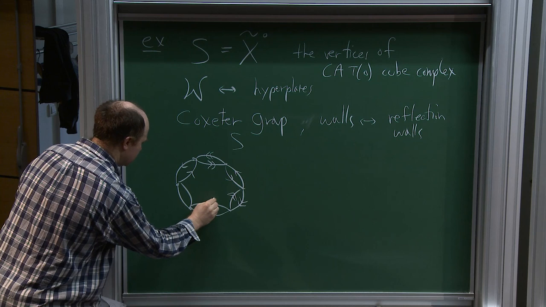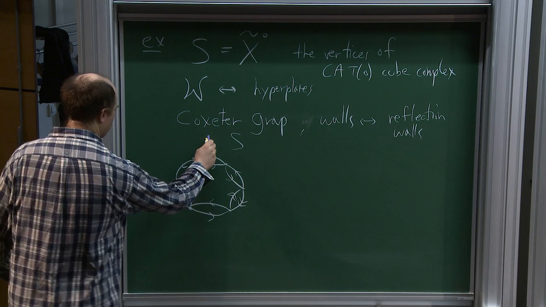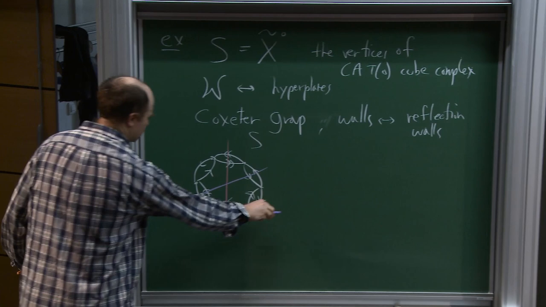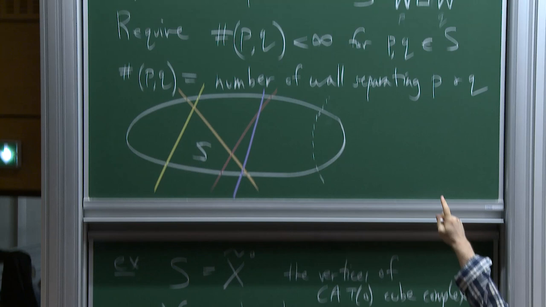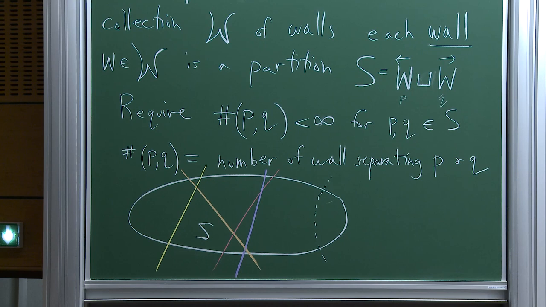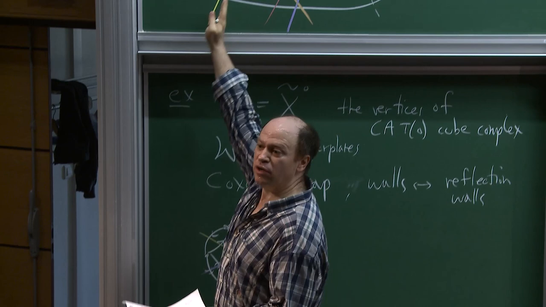So you can see 3 walls over here, associated to 3 reflections. Okay, and I personally am not so picky about the idea that the walls should be an actual partition. I'm okay with them being just a union that is equal to S, and I allow the two half spaces to intersect along what I like to think of as the wall, and that's a workable definition for what we're going to do.